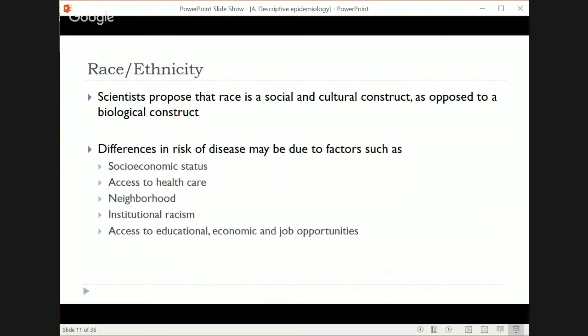The next person characteristic is race ethnicity. Scientists acknowledge that race is a social and cultural construct as opposed to a biological construct. So when we see differences in risk of disease due to race ethnicity, which we always do, the underlying reason for these differences is usually something less tangible, things like socioeconomic status, access to health care, what neighborhood people are living in, institutional racism, just access to educational, economic, and job opportunities.